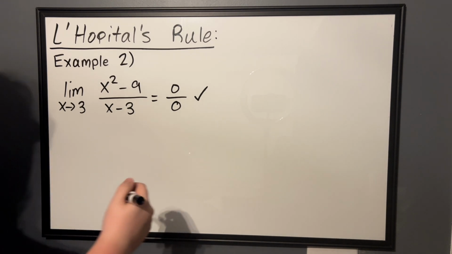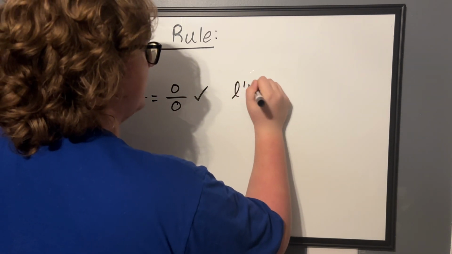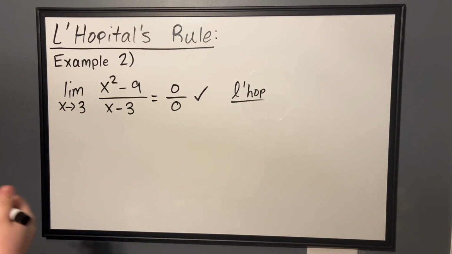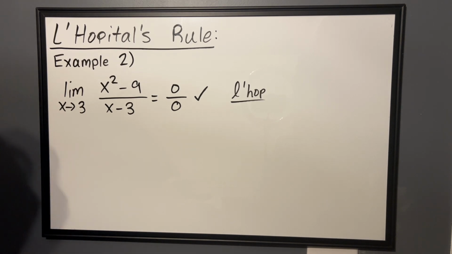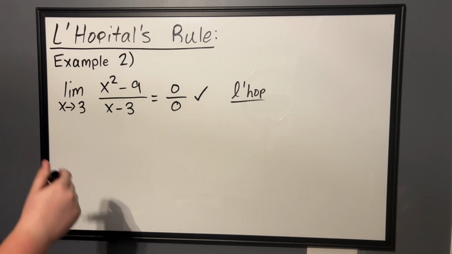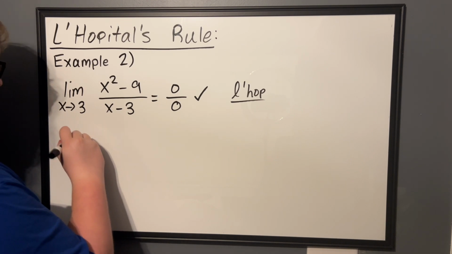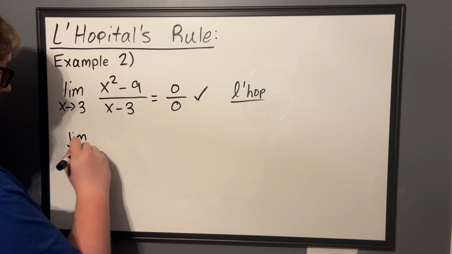So we want to signify that. So we're going to write L'Hopital's rule. Now, your professor might tell you to do this different ways. There's some people use different notations. I will, like I said, I typically will use this. But now all we need to do is take the derivative of the numerator and the denominator. So we'll have the limit as x goes to 3.